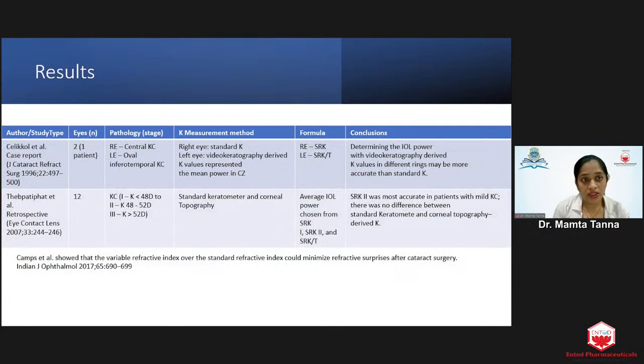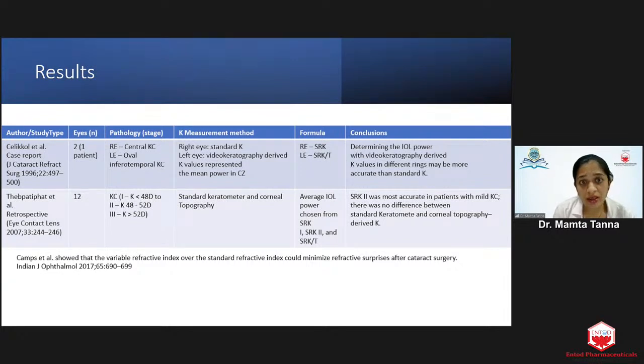Selikol et al. is a case report of 2 eyes of same patient in which right eye had central keratoconus and left eye had oval inferotemporal keratoconus. Standard keratometry was used for right eye, and for left eye video keratography was used. And these were the formulas used for respective eyes. In conclusion, determining the IOL power with video keratography derived values in different rings may be more accurate than the standard keratometry values. Next study is Steph et al.